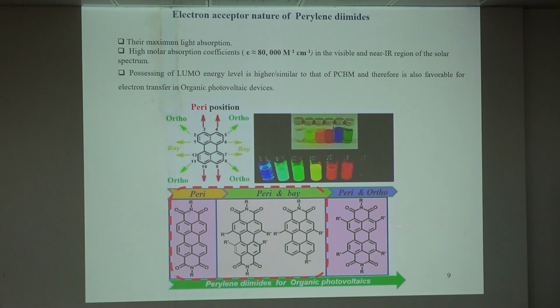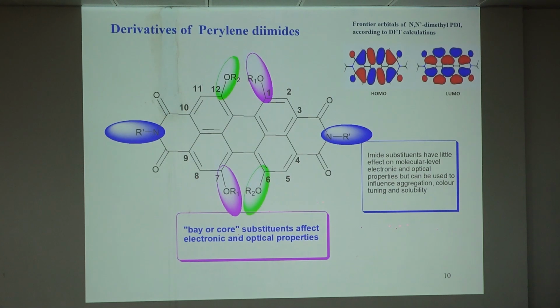So we choose perylene diimide. We don't want your PCBM, we don't want your P3HT, we tuned here actually. So you can see what happened here. If we tune the compound at the bay position, we can change your electronic and optical properties. So we can change your optical properties.